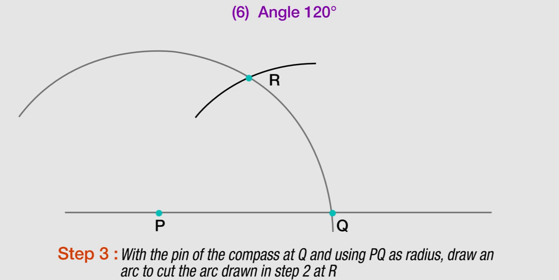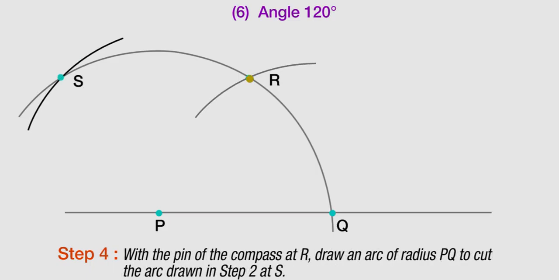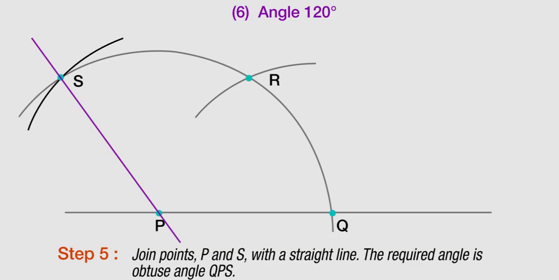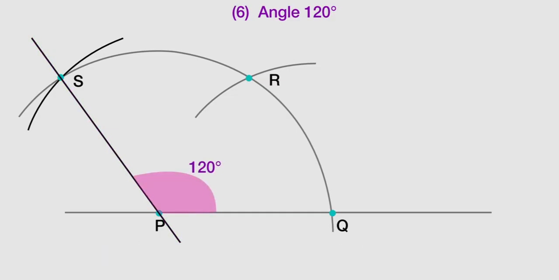Step 4. Again, with the compass point at R, draw an arc with radius PQ to cut the arc drawn in step 2 at S. Step 5. Join points P and S with a straight line. The required angle is obtuse. It's an obtuse angle, which is angle QPS, and it is 120 degrees. I hope that is clear.